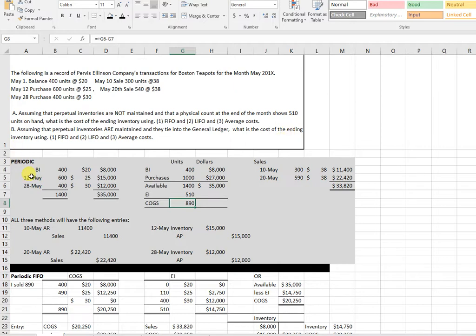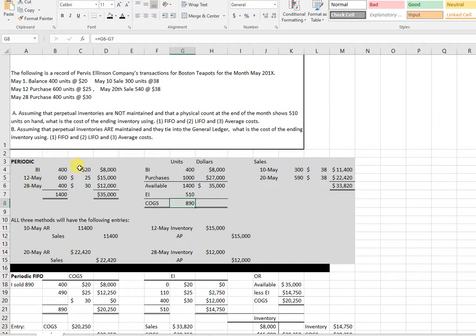So anyway, basically we started out with 400 units at $20. We purchased 1,600 more at $25 each. We purchased 400 at $30 each. Look at the dates, the 1st, the 12th, the 28th. And then we sold some on the 10th and sold some on the 20th. The selling price is $38.